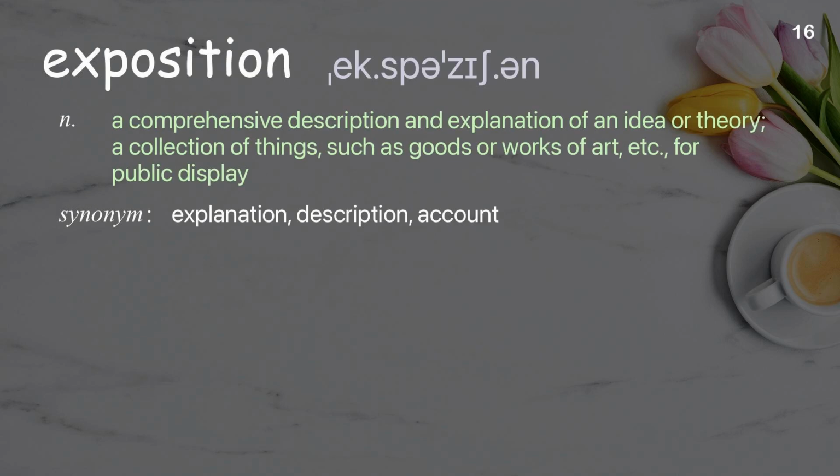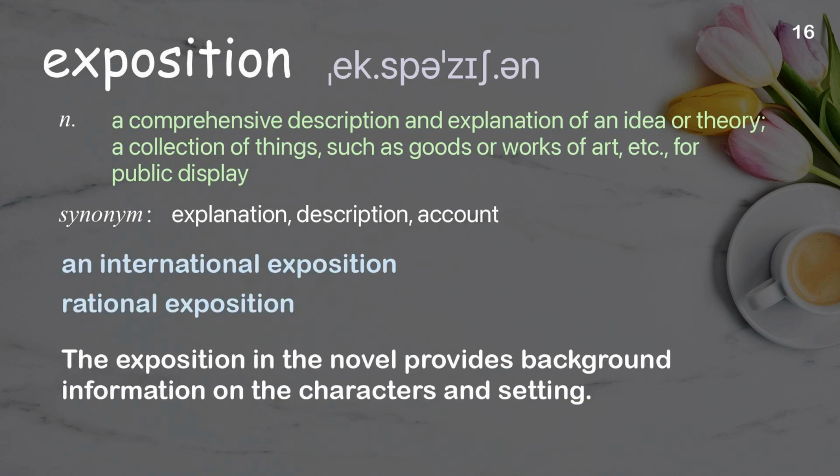Exposition. A comprehensive description and explanation of an idea or theory, a collection of things, such as goods or works of art, etc., for public display. Examples: An international exposition, rational exposition. The exposition in the novel provides background information on the characters and setting.